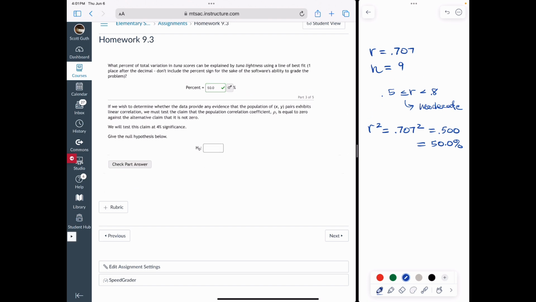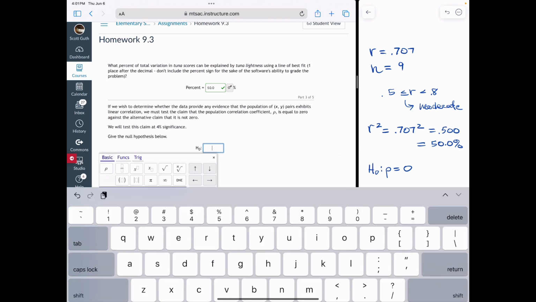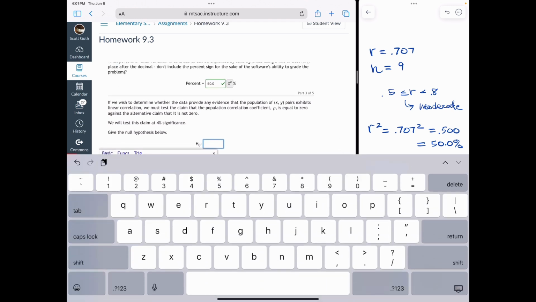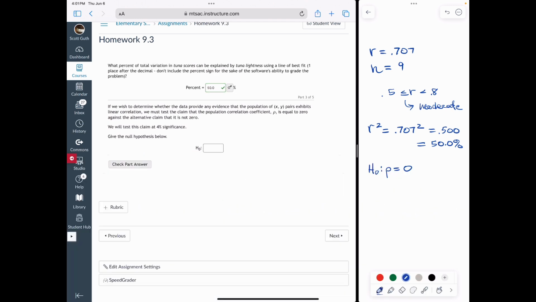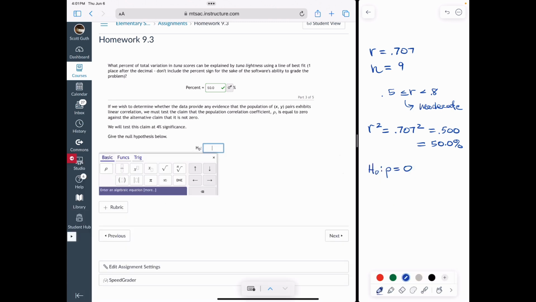Now, for our null hypothesis, we're testing the claim that linear correlation exists. So the null hypothesis should be rho equals 0. Rho is the population correlation coefficient. Okay, and so I'll just put that in. Rho is not a letter that you'll normally see on a keyboard, and that's going to be a little bit tricky here. Okay, there we go. So there's a rho on the little template that pops up, and you want to press that button for rho. And the null hypothesis should be rho equals 0.